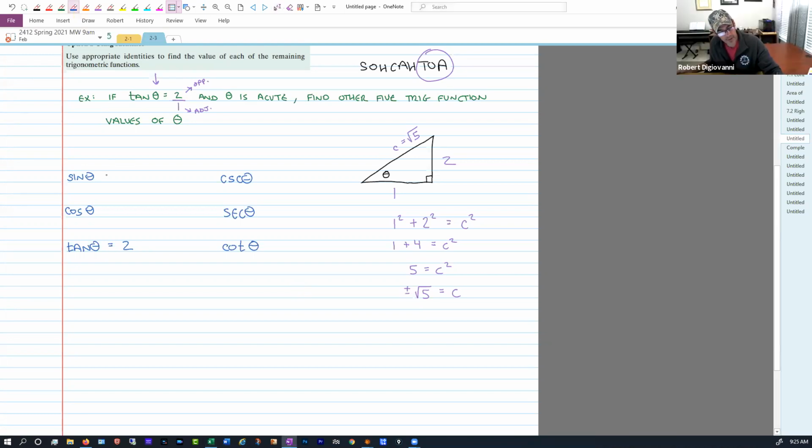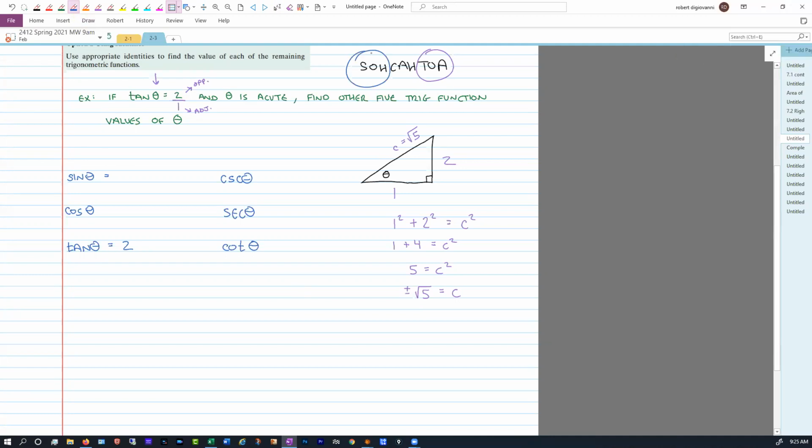Okay, so what would sine be? It's part of the SOHCAHTOA, right? So it would be the first one. Opposite over hypotenuse. So 2 over 1. Oh no, 2 over the square root of 5. 2 over root 5. Okay, good.